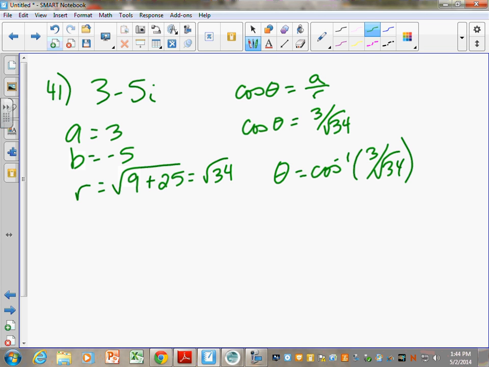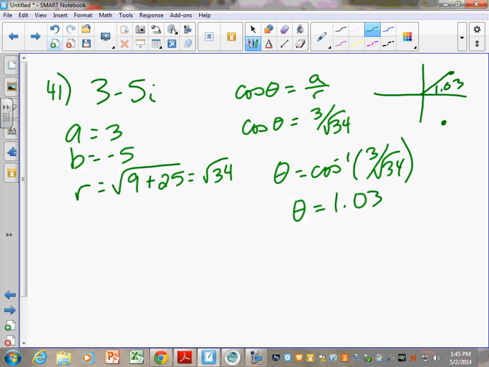Let me check and see. That's what the back of the book says. Oh yeah, your calculator gives you 1.03. And then you're like, why do I get 1.03? I look in the back of the book and it's not that. Remember that you have to think about what quadrant you're in. When you graph this point, 3 on the real axis, negative 5 on the imaginary axis, that's in quadrant 4. And remember that your calculator only gives you one of the two answers, which means there is an angle up here in quadrant 1 with a radian measure of 1.03.